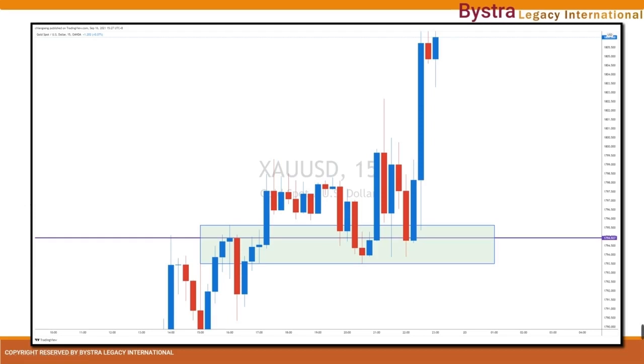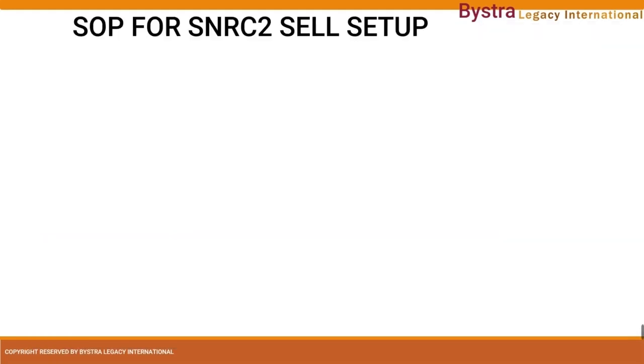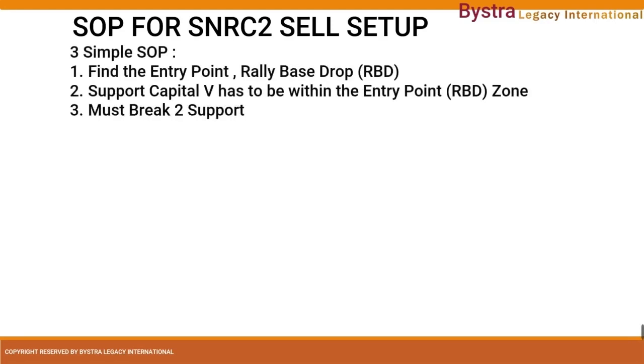Now let's look at the SOP for the SNRC2 sell setup. This time the entry point for the sell setup would be the Rayleigh base drop, and we will use the capital V, which is the support, as our entry point into the Rayleigh base drop zone. So for the sell setup, we need to break two supports. Okay, so let's have a look here. So the entry point for the sell setup is the Rayleigh base drop.